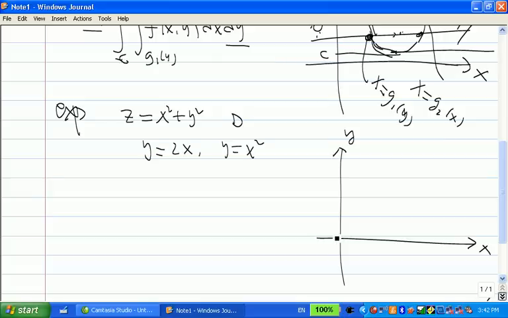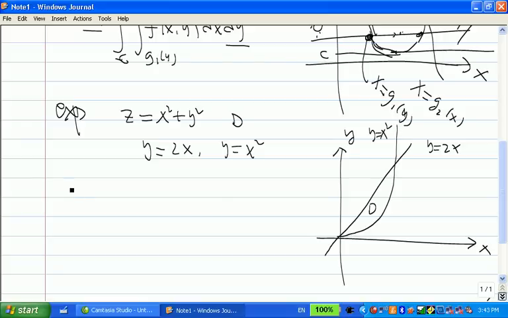Think about z being above this plane. Y equal to 2x is a line like this, and y equal to x squared is a parabola like this. Our region D is the region bounded by those two curves. This one is y equal to 2x, and this one is y equal to x squared. What do we want to find?